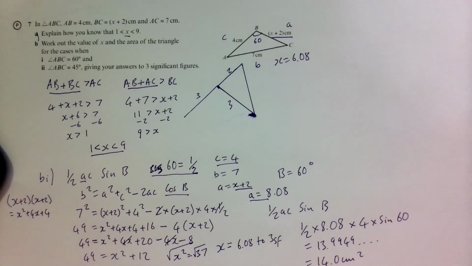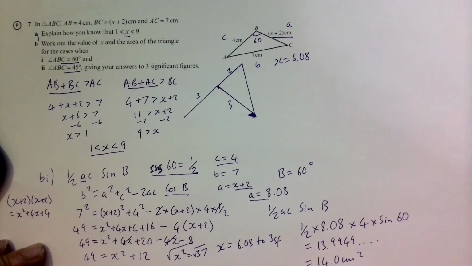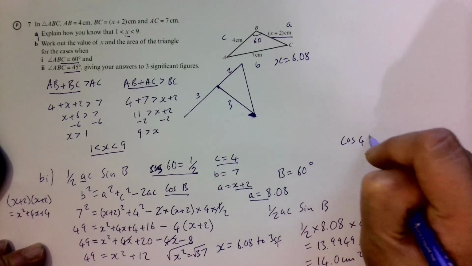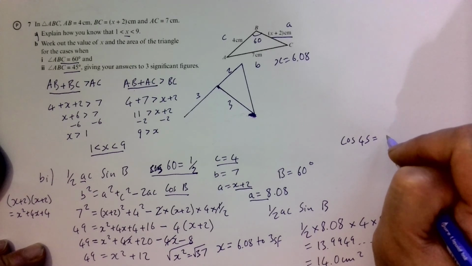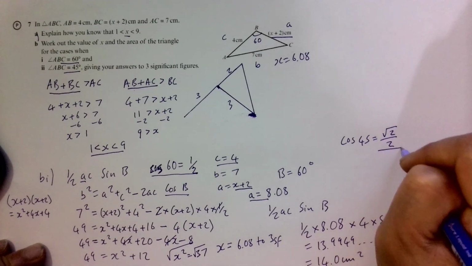And that's how you do question 7b part 1. Now in part 2 you'll just do exactly the same thing, but use cos 45, and it will help if you know that that equals root 2 over 2, but you can use a calculator for that.